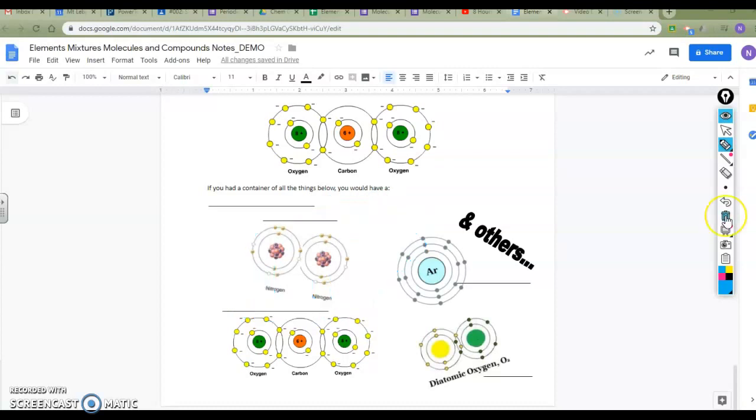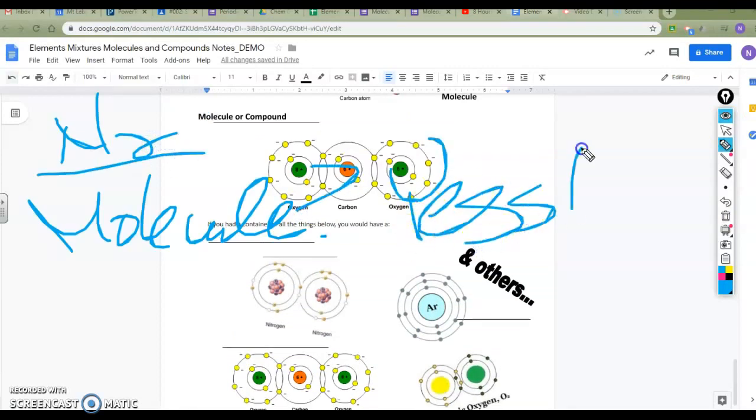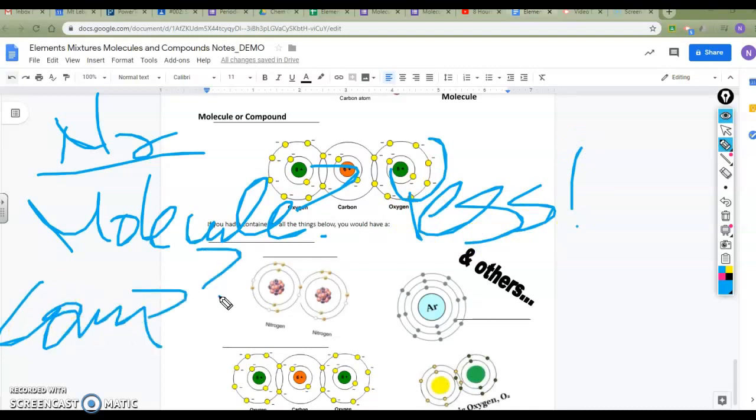No! Because molecule doesn't matter, it's generic. It could be any 2, the same or different. N2. Molecule? Yes! Compound? No. Because to be a compound, it requires 2 different elements in it.